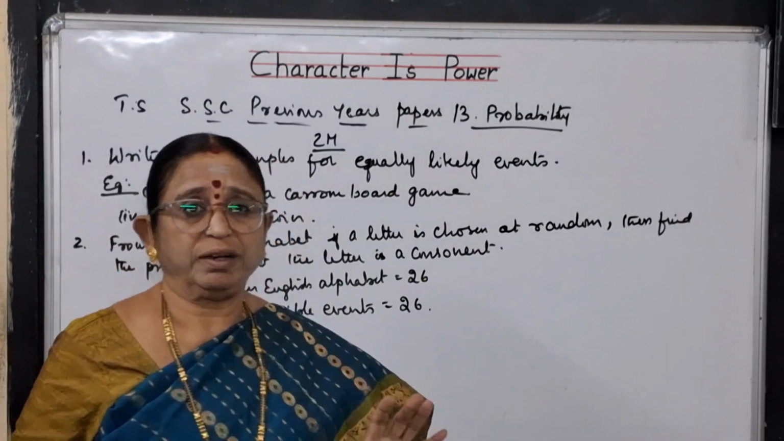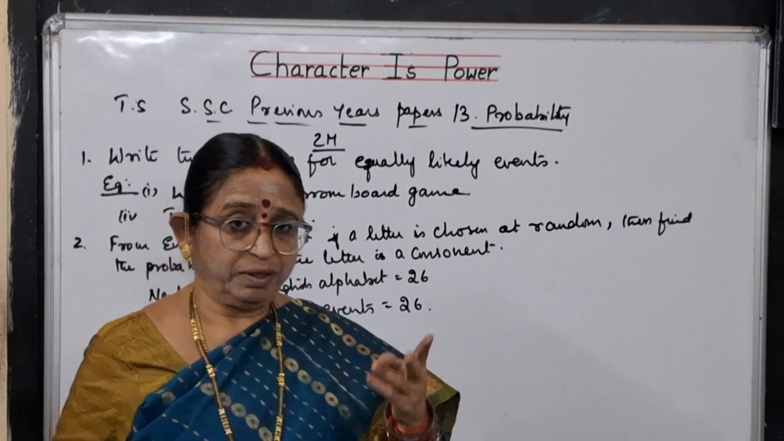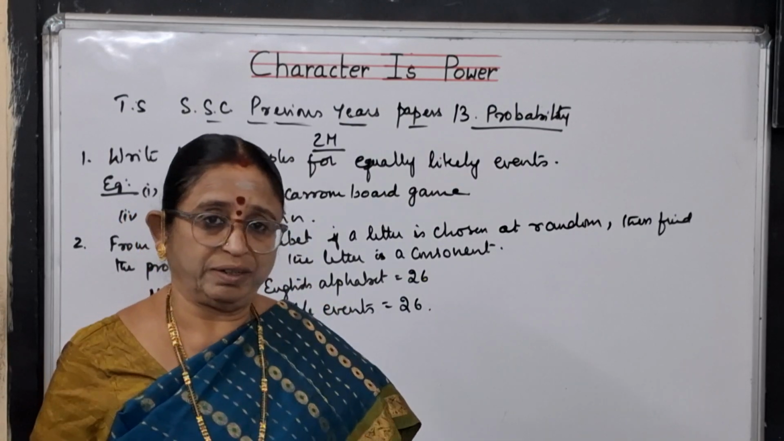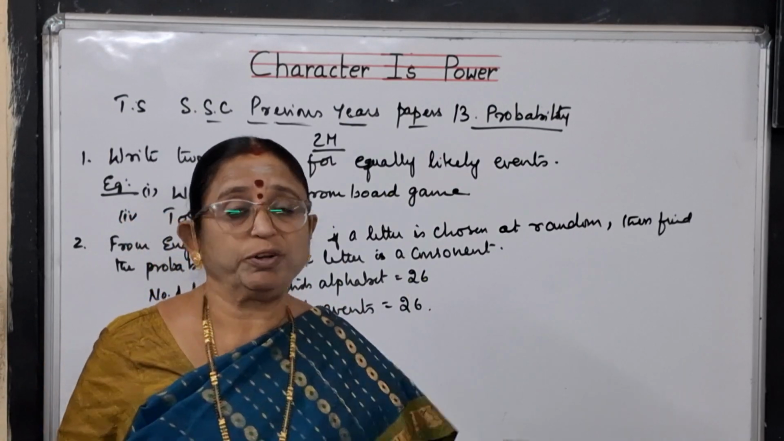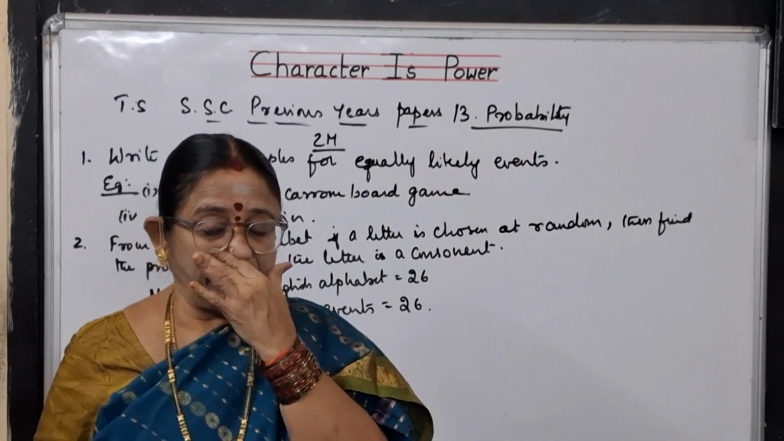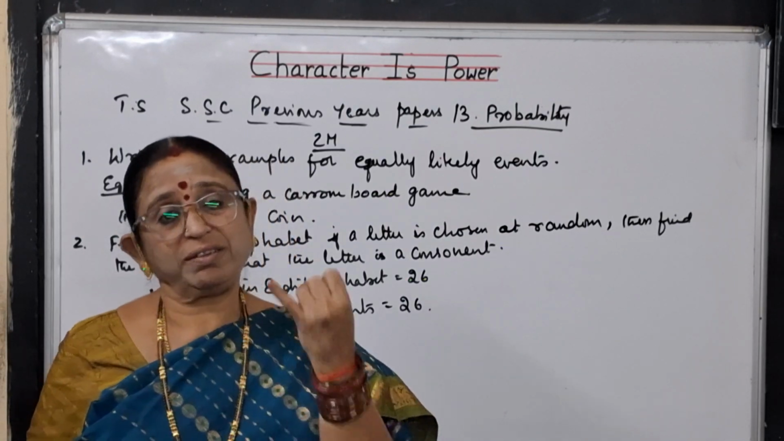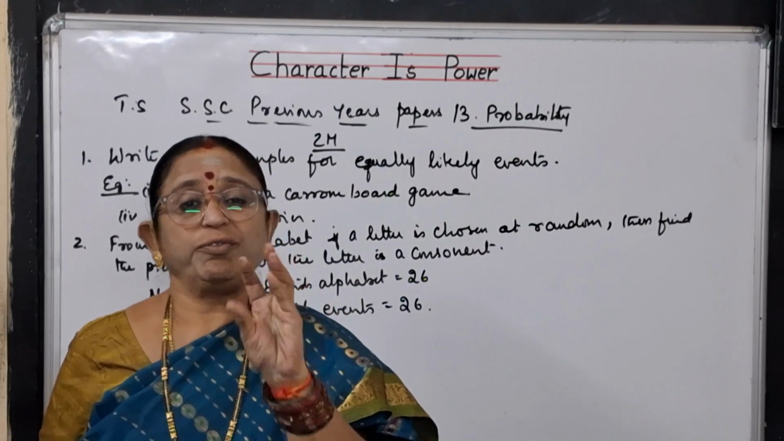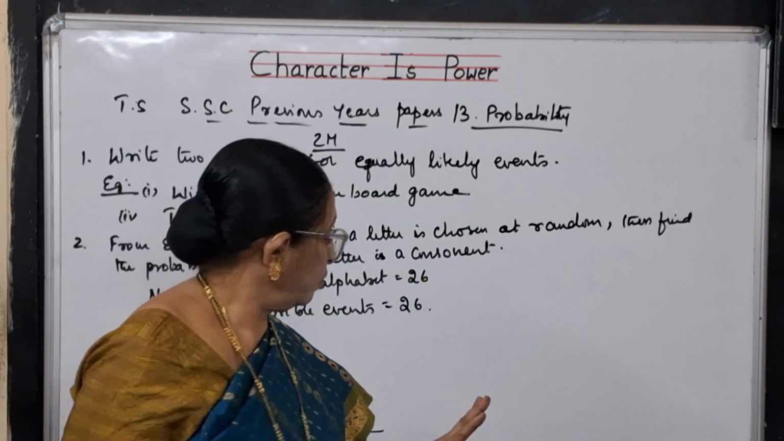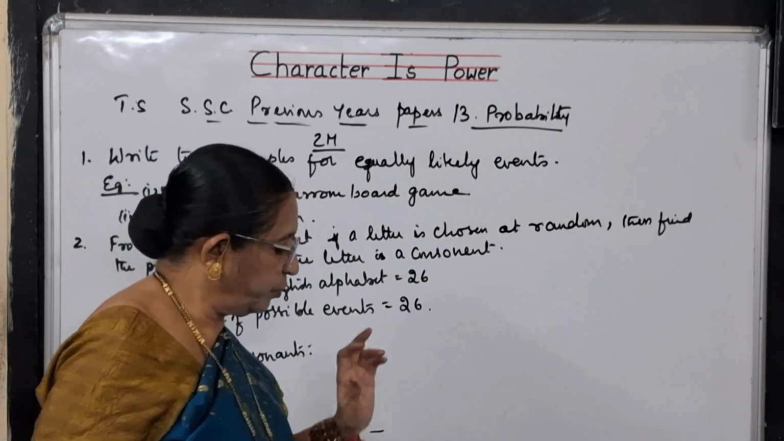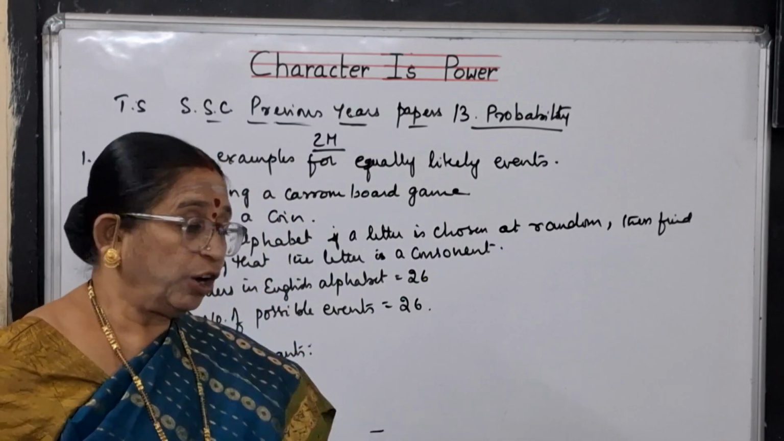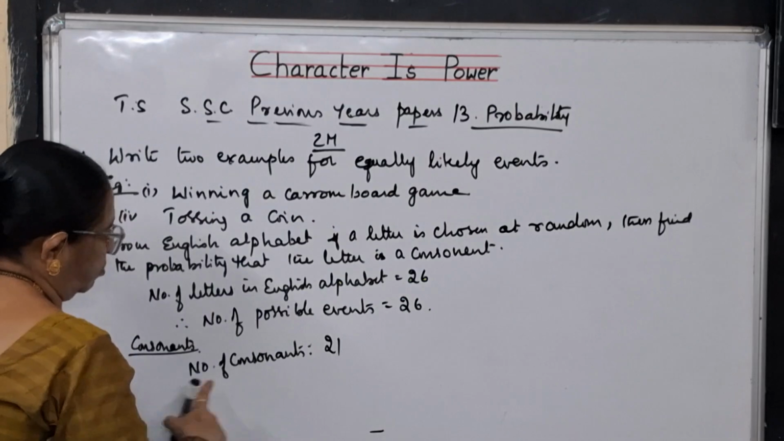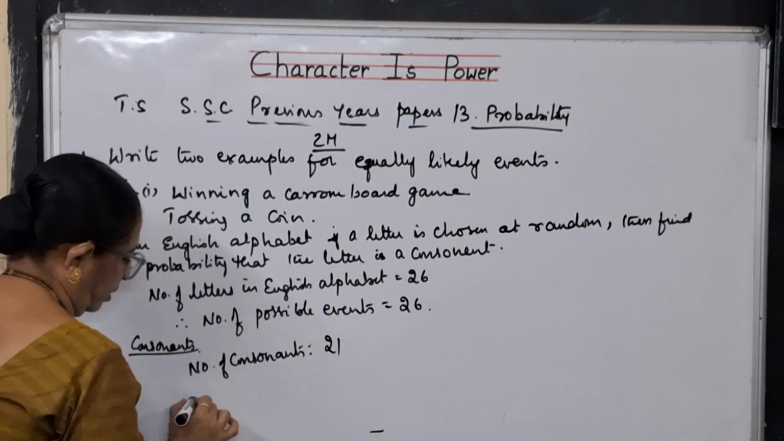English alphabets are divided into 2 types. Alphabets have vowels and consonants. If you remove vowels from English alphabets, you will be getting consonants. What are vowels? A, E, I, O, U. How many are there? 5 vowels are there. So from 26, if you remove 5, how much are you getting? 21. So number of consonants are 21.